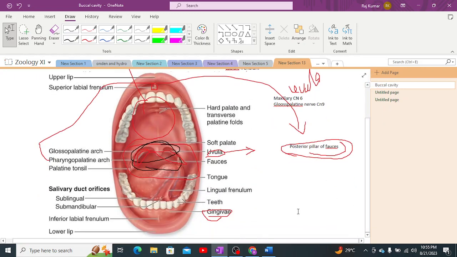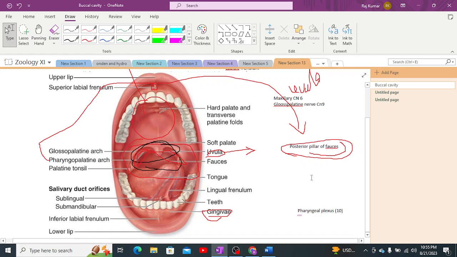After which there is another nerve, the pharyngeal plexus, and that is formed from the vagus nerve 9, or sorry, vagus nerve 10.